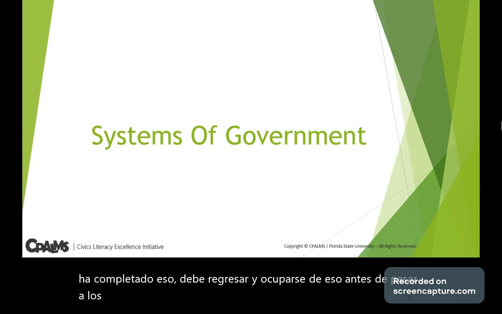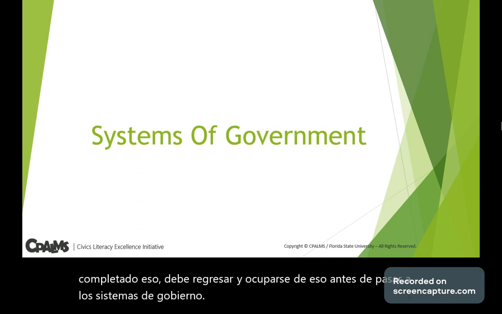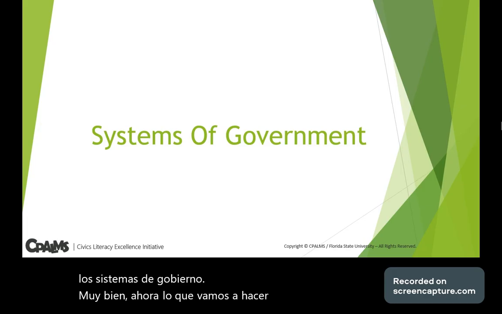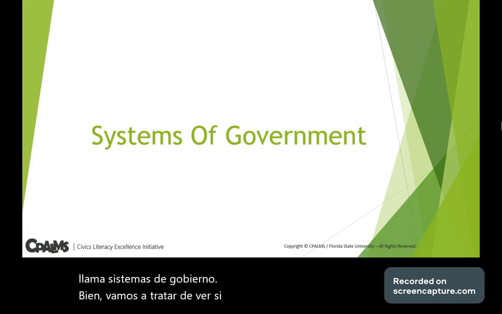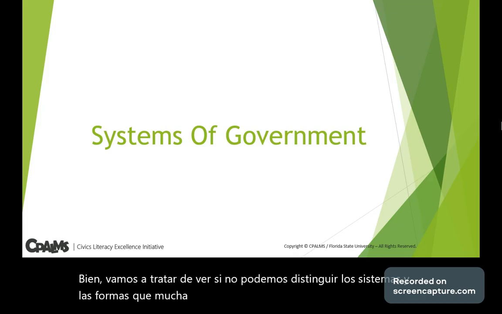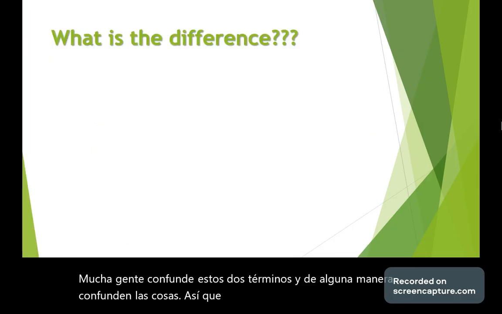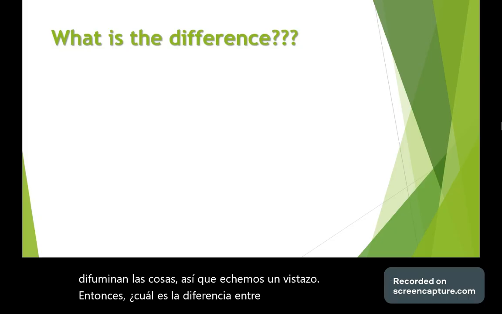All right, so now what we're going to be doing is working on, again, systems of government. So let's try to see if we can distinguish systems and forms. A lot of people do get these two terms mixed up and they sort of blur things together. So let's take a look. What is the difference between form of government and system of government?